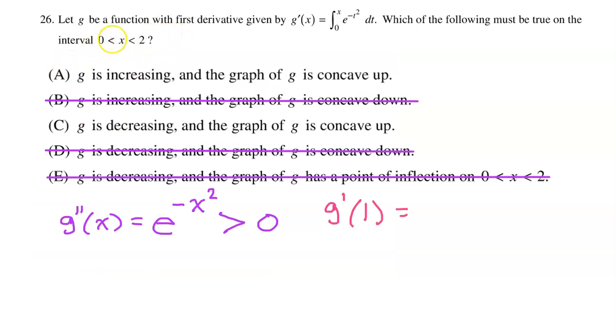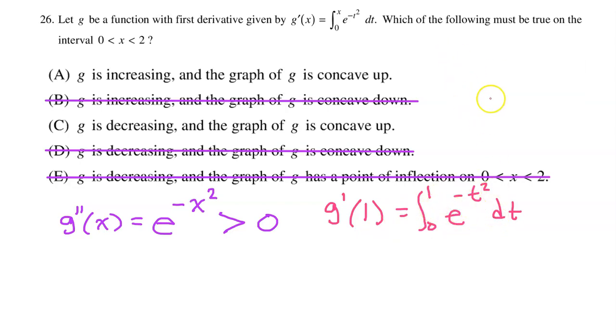So let's pick a value between 0 and 2 and plug it in and see what happens. So let's find g prime at 1. So that means the integral from 0 to 1 of e to the negative t squared dt. Problem, I don't actually know how to integrate this. U substitution would fail. The good news is I don't actually need to integrate this. I just need to figure out if this integral is positive or negative.